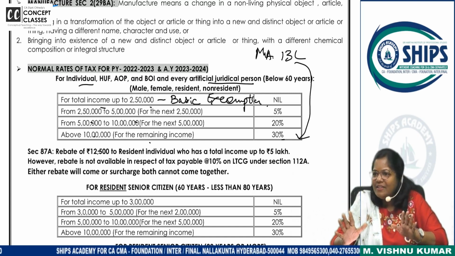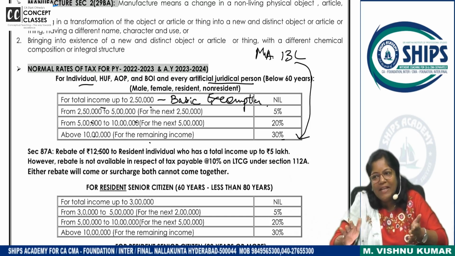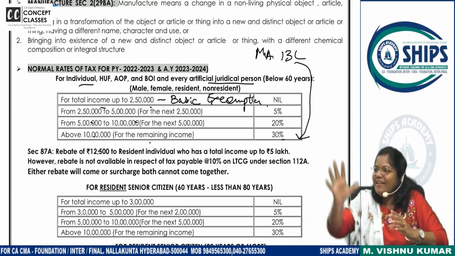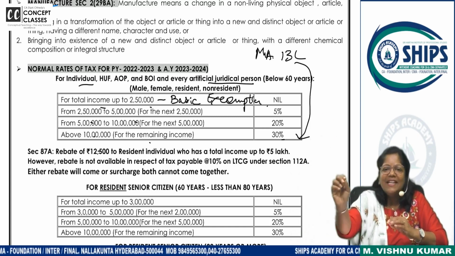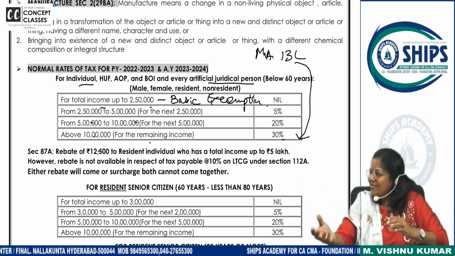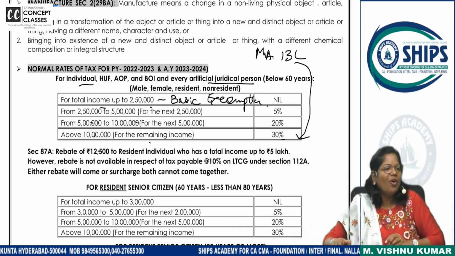All clear? So can I take a surprise test tomorrow? Now they said that you will take a test and a surprise too. I'll give you 20 items and you have to identify: is this an individual, is this an HUF, is this a BOI? Will you be able to do it? Sure? Okay. That's all for today's class.